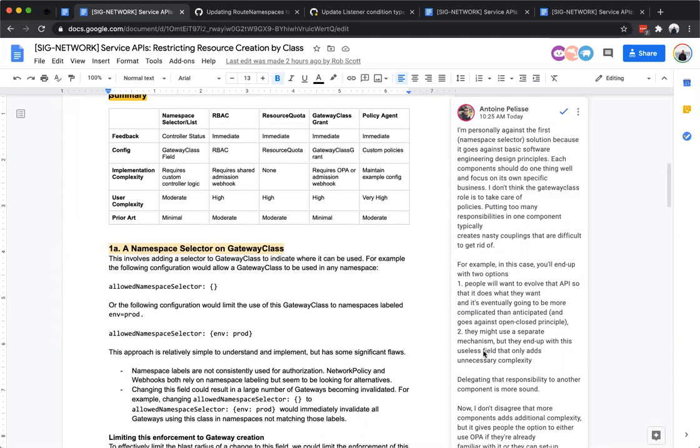Antoine is against the idea of a namespace selector or list. And the idea is each component should do one thing and focus on its own specific business, and expanding gateway class to care about policy is making the API messier. Too many responsibilities in one component typically creates nasty couplings that are difficult to get rid of.